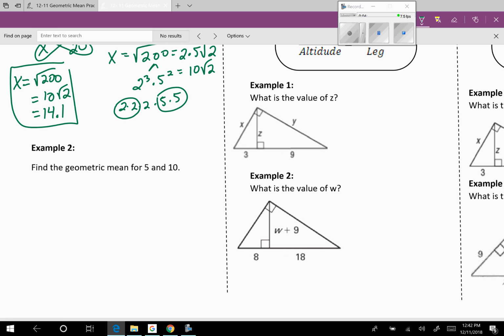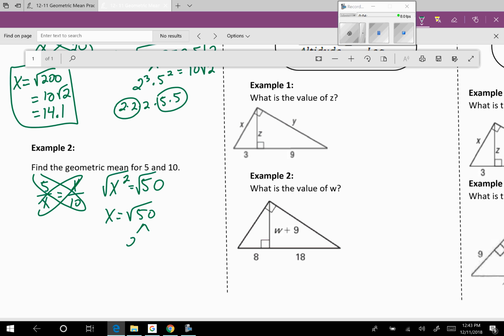Now the next one. Find the geometric mean for 5 and 10. So we have 5 over x and x over 10. Do your cross products. X squared is equal to 50, because that's 5 times 10. So square root. So x is the square root of 50. And when you factor that, remember menu 2, 3, you will get 2 times 5 squared. So that's 2 times 5 times 5.